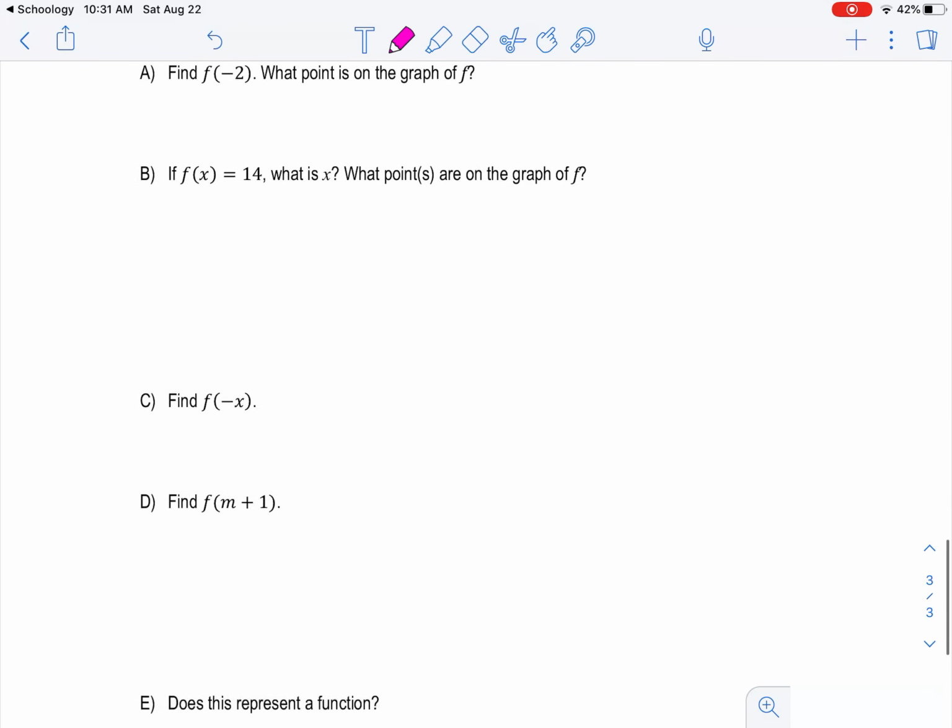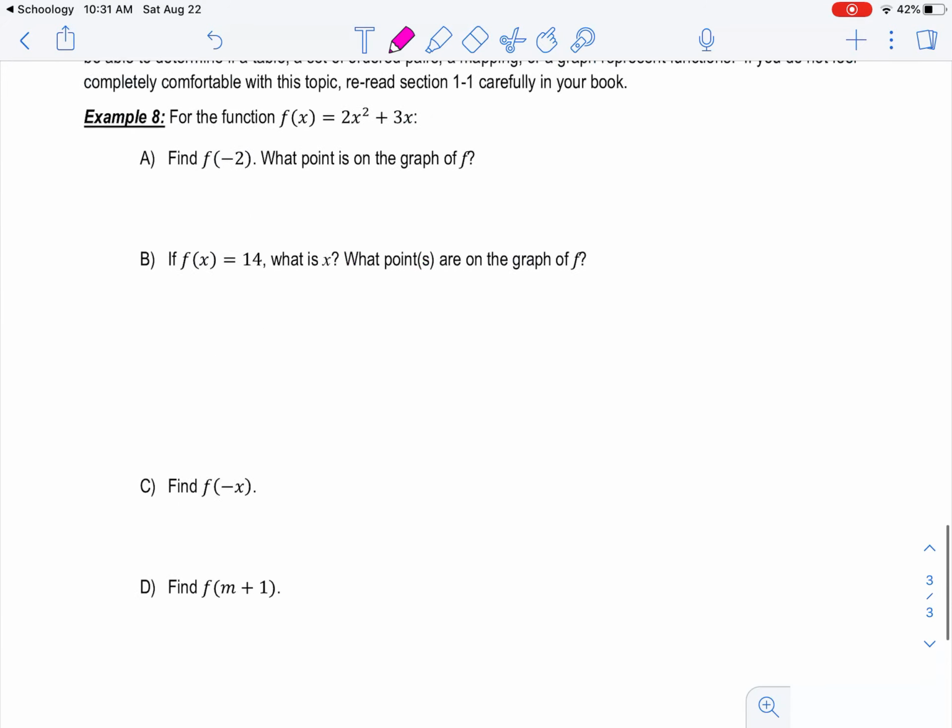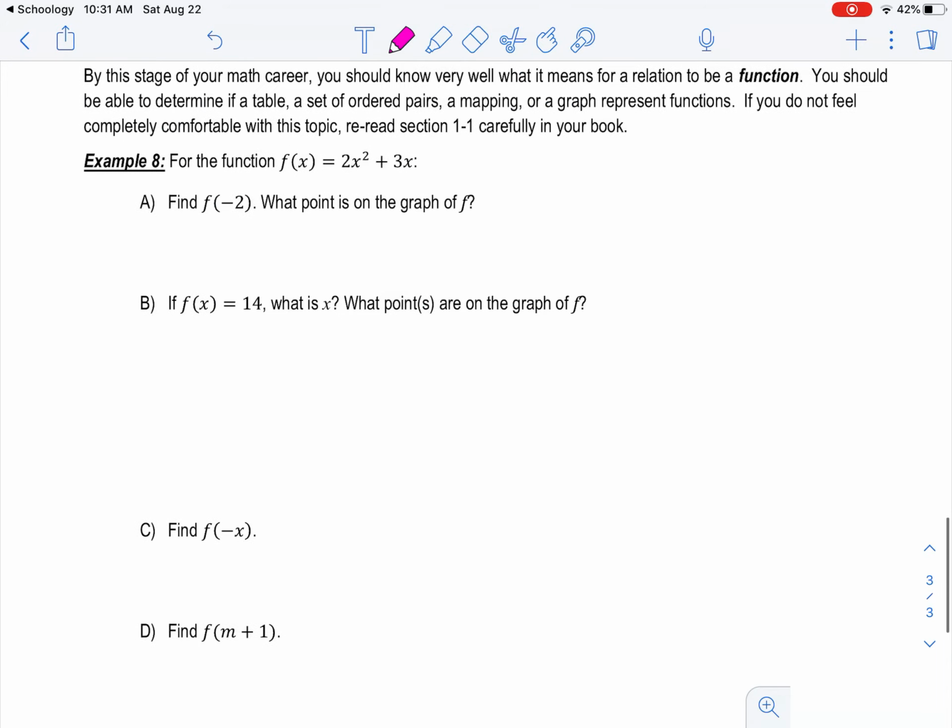This is pretty much a review of things that you've already learned in Algebra 2 that you need to know, but I just want to go through it really quickly with you. It says, by this stage of your math career, you should already know what it means for a relation to be a function. You should be able to determine if a table, a set of ordered pairs, a mapping, a graph represents a function. If you don't feel completely comfortable with this topic, we want you to reread section 1.1 carefully in your book.